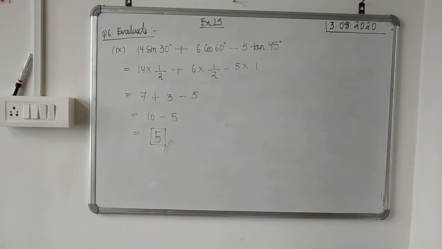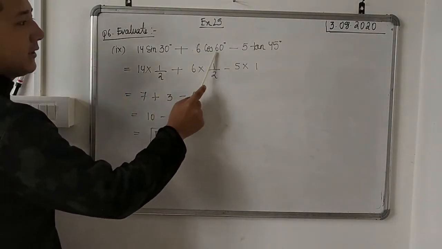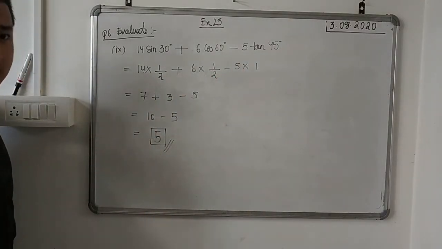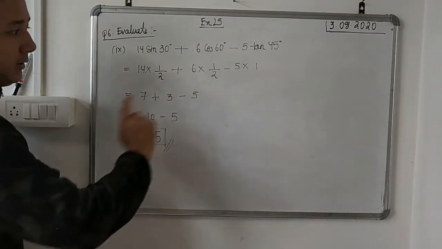Alright. This is question number 6 part 9. 14 sine 30 plus 6 sine 60 minus 5 tan 45. Okay. Now do we know the values, boys? Because sine 30, if you don't know the value, you cannot proceed. Sine 60, don't know, you cannot proceed.